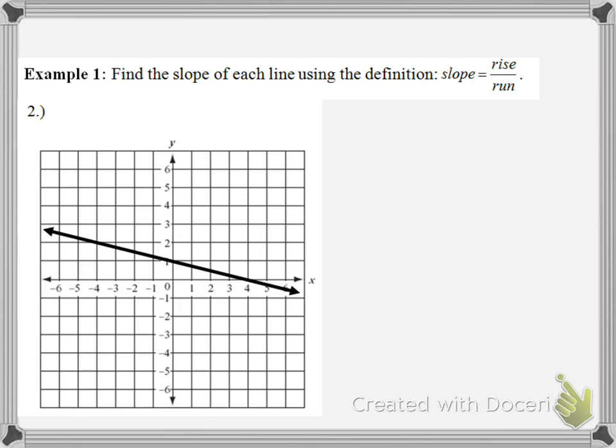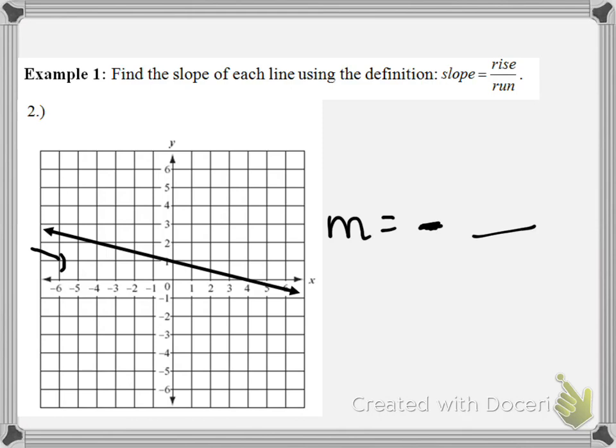It says find the slope of each line using the definition of the slope, rise over run. So the first thing I'm going to do is figure out my sign. Is it increasing or decreasing? So I'm going from left to right. I know it's going downwards. So it's going to be negative. So I'm going to put my negative sign.